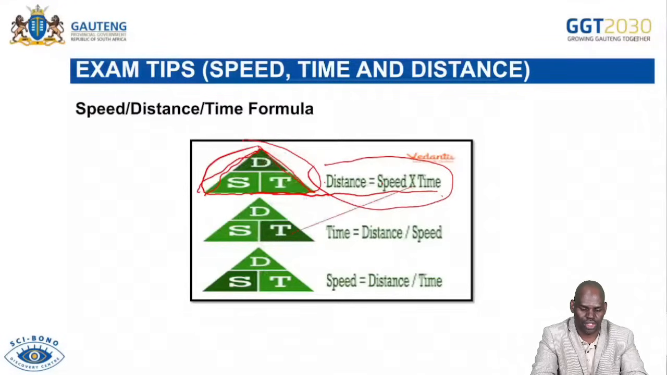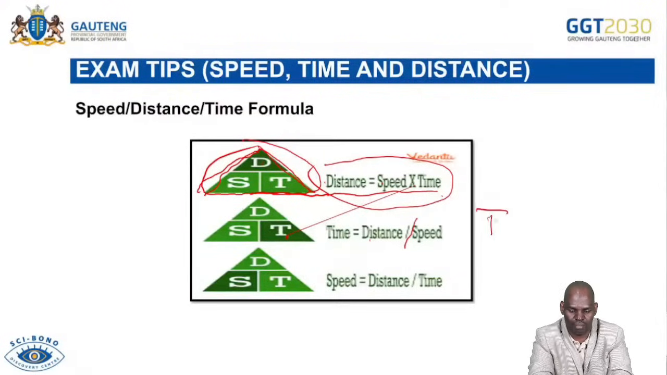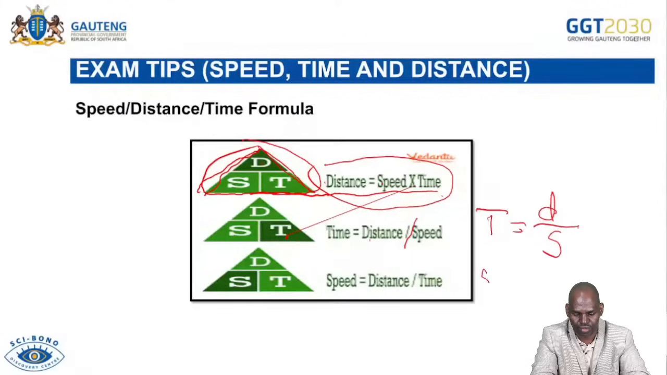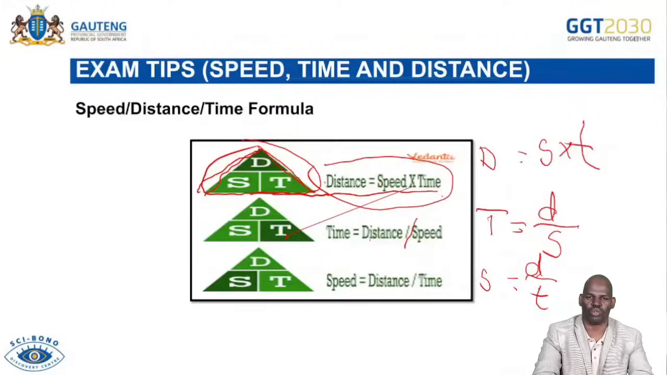So if you look at this one, T is time, and the line simply means over. It must be time equals distance over speed. And this one is speed equals distance over time. And the first one obviously is distance equals speed multiplied by time. So you must be able to use this, and make sure that the formula that is given is in the correct format.